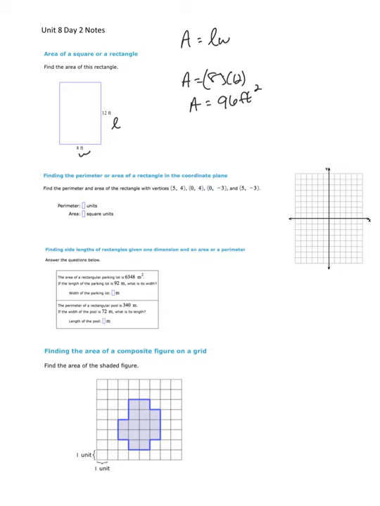Now let's talk about the perimeter of a rectangle in the coordinate plane. Oh, how fun is this going to be? So first, let's plot our points. I'm going to do it nice green. Vertices of (5, 4). So we're going to go 1, 2, 3, 4, 5. (5, 4), (0, 4), (0, -3), and (5, -3). All right, now I'm going to connect these.